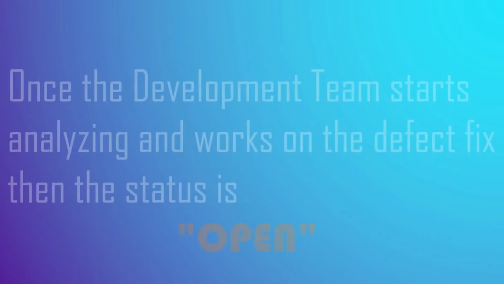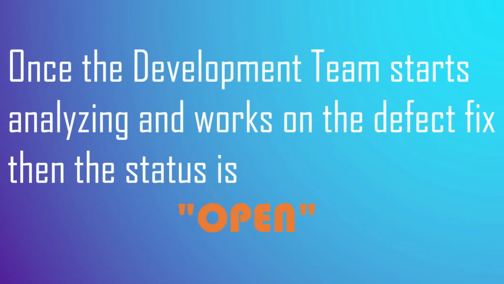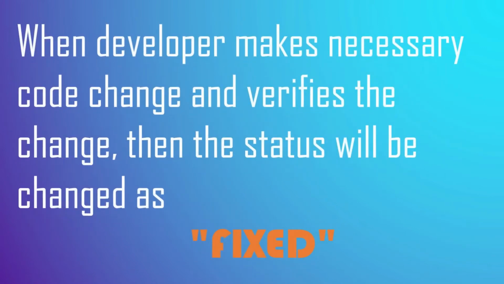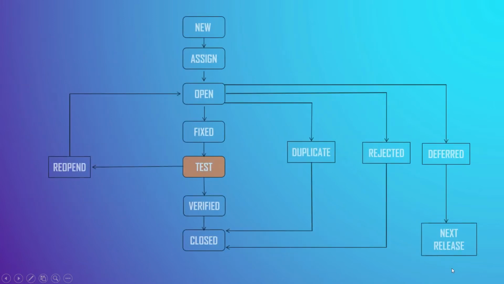Open. If the bug status is open, it means the development team is starting to analyze and work to eliminate the defect. The next state is fixed, which means the developer has made the necessary code change and validated it, and then the status of the bug is changed to fixed and the bug is passed to the testing team. The development team changes the bug status to test.